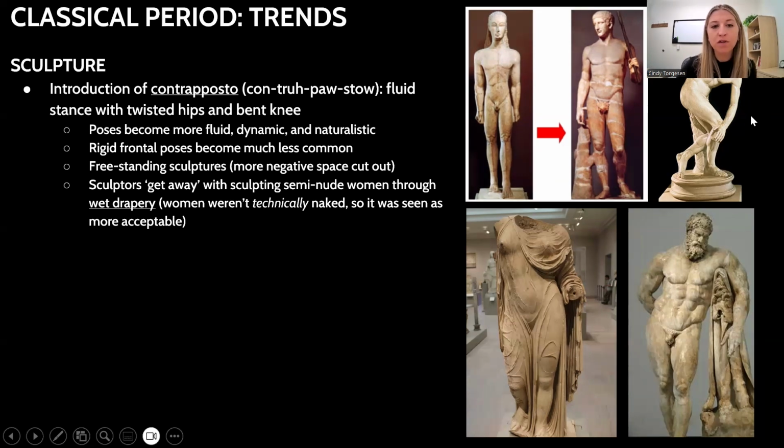We do start to see the beginning of some female nudity, but typically, if we see female nudity, it's going to be through wet drapery. Wet drapery is anytime you see a figure covered in some sort of fabric, but it gives the sense that it's wet, and you can tell wet fabric, right? Because it clings to the body and it has this quality to it. You'll see this picture here that gives you a sense of what that looks like. So, technically, the women weren't naked, but clearly you can still see the body.